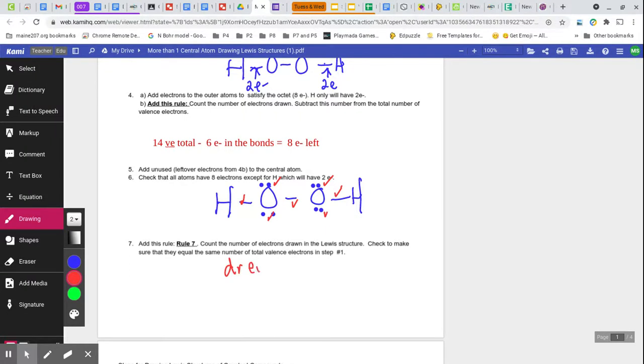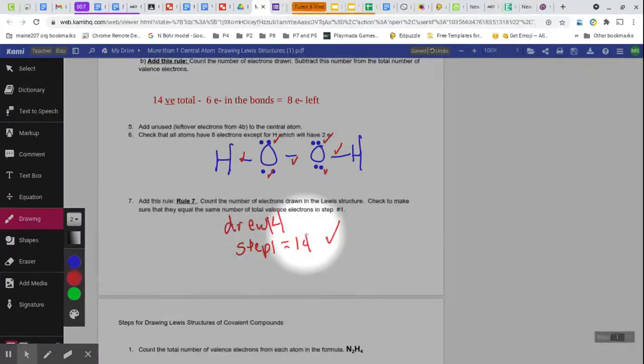So I drew 14, and then in step 1, oh, sorry, did I say 4? I meant 14. Step 1, I have 14 as well. So that means I didn't make any mistakes and my answer should be perfect.